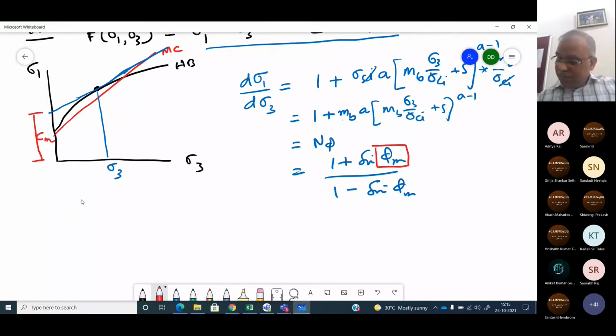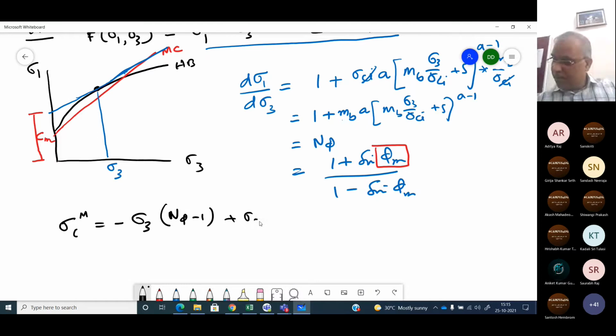So now sigma cm, where m is this rock mass. I am actually writing this from the book. I guess it is correct. Sigma 3 n phi minus 1 plus sigma ci, mb sigma 3 by sigma ci plus s power a.